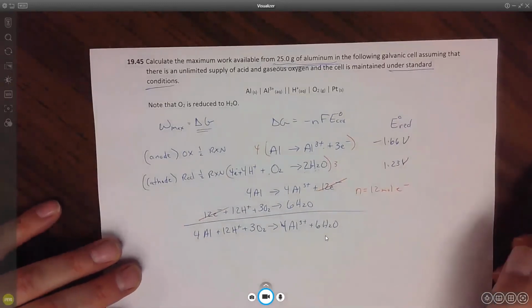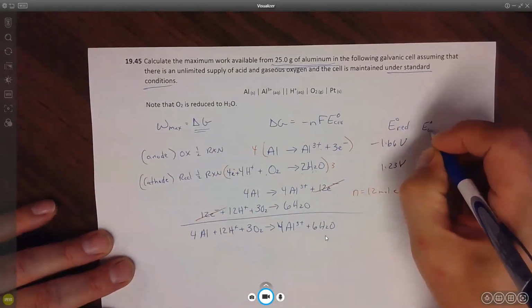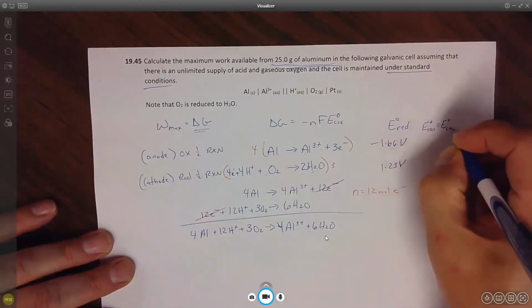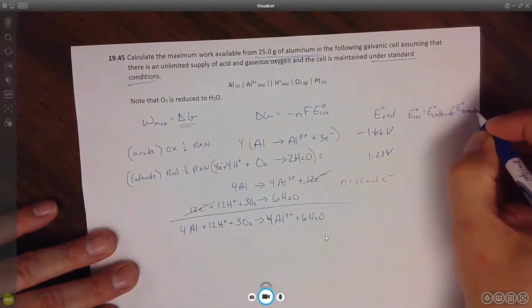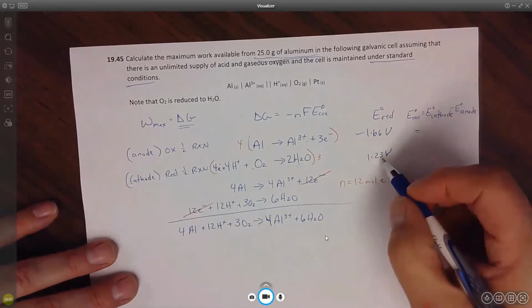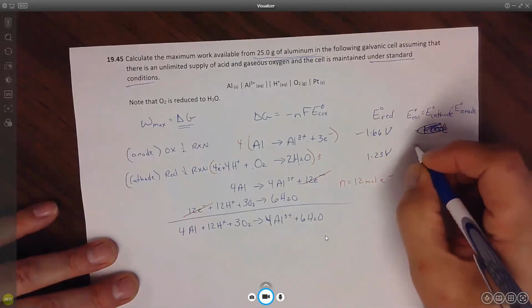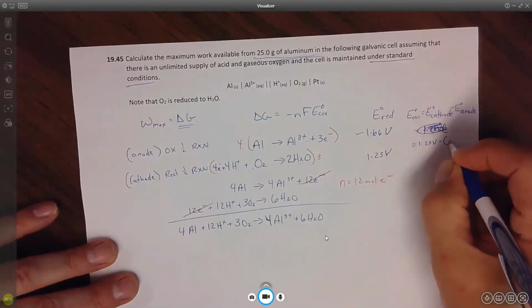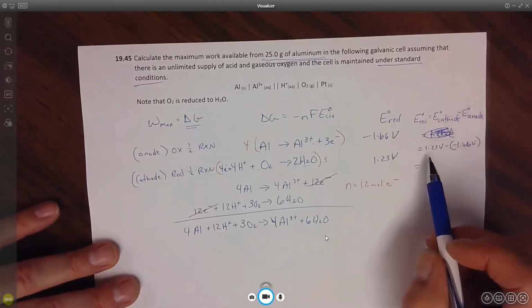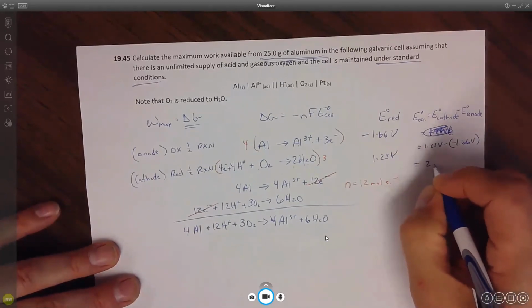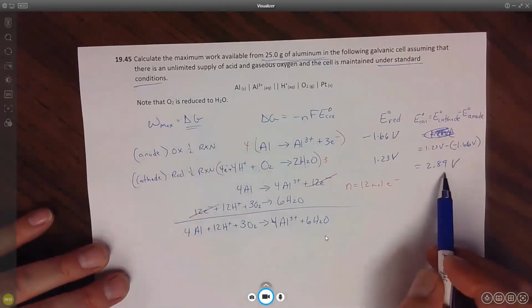And so our standard E cell, right? Our standard E cell then is the reduction potential of the cathode minus the reduction potential at the anode. So that's going to be equal to, so our cathode is 1.23 volts, and then we're going to subtract the negative 1.66 volts. And so that's going to give me what? 2.89 volts. So now we have our standard cell potential.